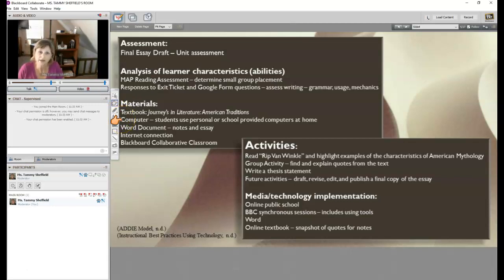Computers are necessary. Everybody has their own computer. Students either use their personal computers or they're provided a school computer. School computers are provided to students who fit in the free and reduced meal plans if they were to go to a brick and mortar school. If they fall in that criteria, then they get a school-provided laptop. They will need a Word document. The Word document will be turned in to a submission Dropbox at the end of all of this for the grade, and it will have their essay.